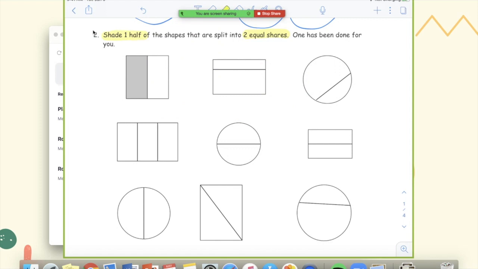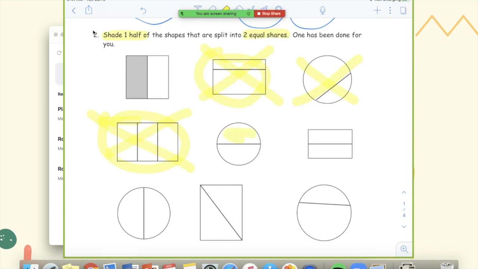So I am not going to shade this one. I'm actually just going to cross that off because that's not equal. Same with this. These are not equal. This shape right here, I am not going to shade that because that's not 2 equal shares. That actually shows 3 equal shares or thirds.